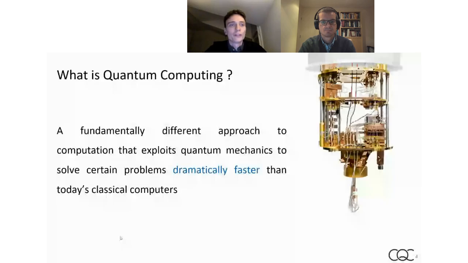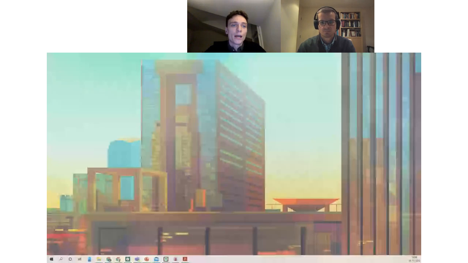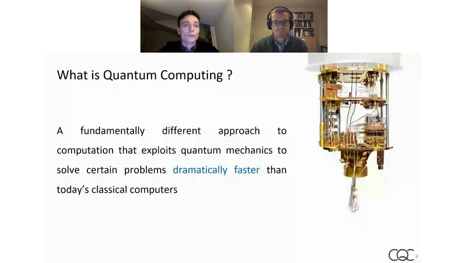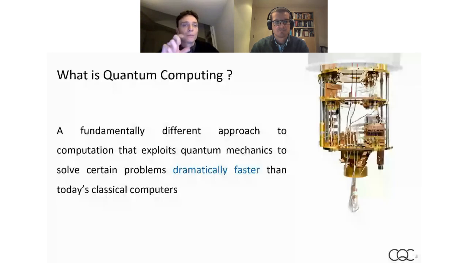Sorry if I'm preaching to the converted here, but what is quantum computing? Quantum computing is a fundamentally different approach to computing. Quantum computers aren't merely better classical computers. They are a completely paradigm-shifting technology. Quantum computers exploit quantum mechanical principles. You've probably heard of superposition, entanglement, even tunneling. These types of processes are very computationally expensive to simulate. Hence, we can use quantum computers and these principles to tackle particular problems potentially dramatically faster than today's classical computers.